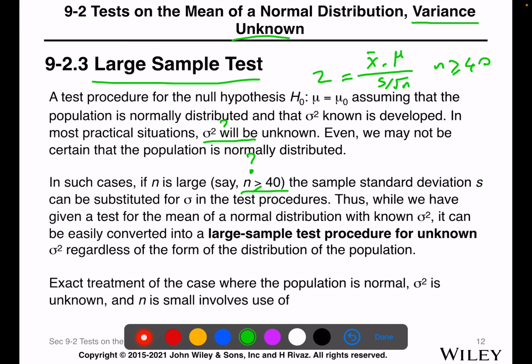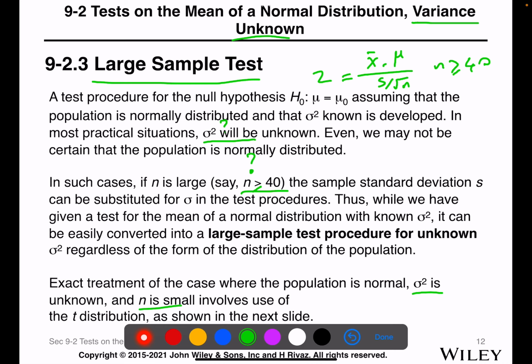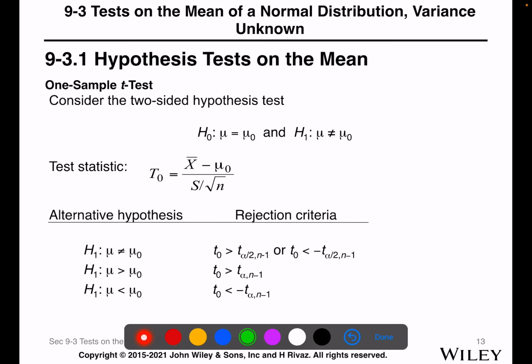Now, a special case where we don't know sigma squared and n is small, as you guess, involves the use of the student's t-distribution. Exactly the same as the confidence interval. That means that the transformation now is x bar minus mu 0 divided by s divided by square root of n, and this is going to follow the t-distribution.